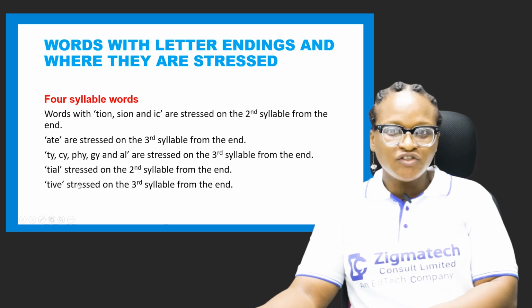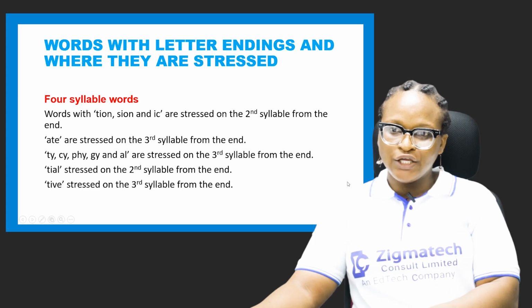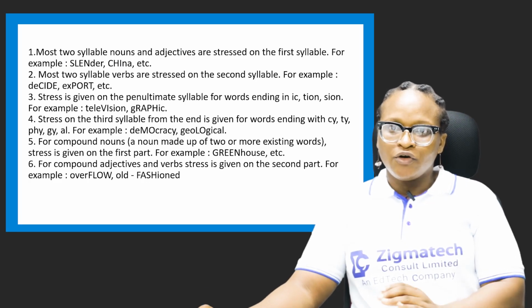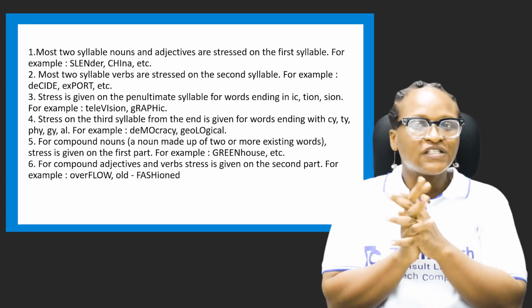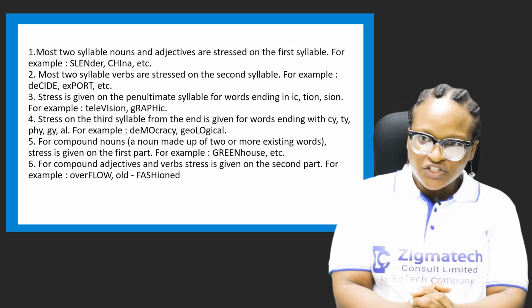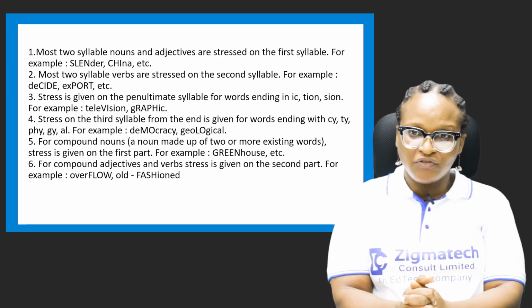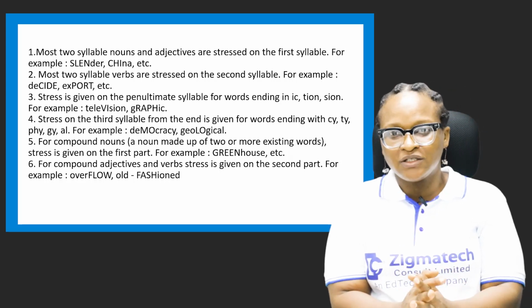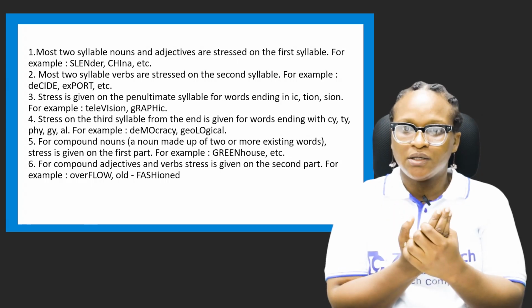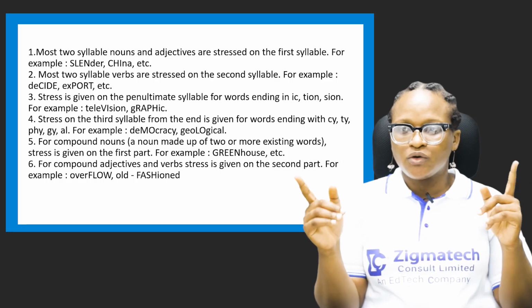Then TIVE stressed on the third syllable from behind, educative. All right, now let's look at these rules closely. It says most 2-syllable nouns and adjectives are stressed on the first syllable. I said that while we were having our introduction, that most of them. So you know when something is said to be, virtually everything. So most 2-syllable nouns and adjectives are stressed on the first syllable.